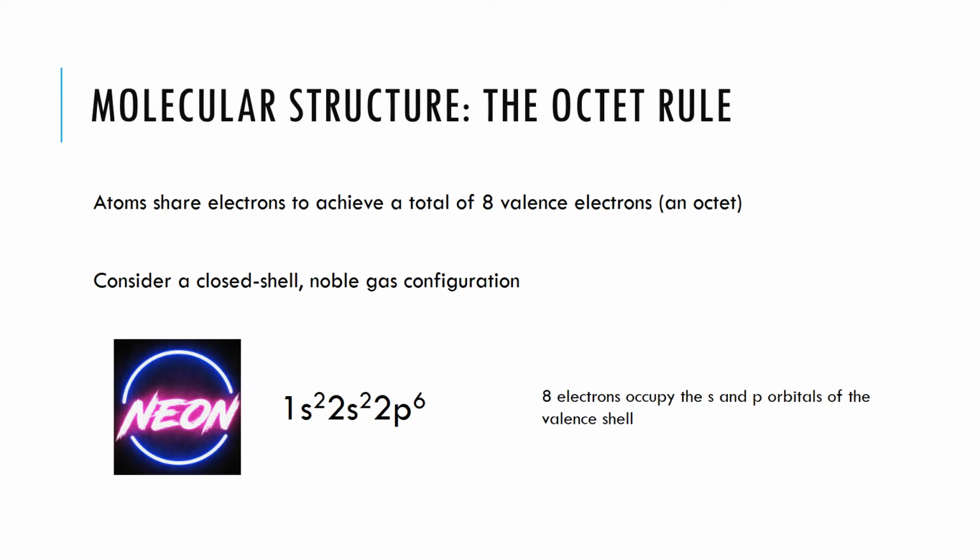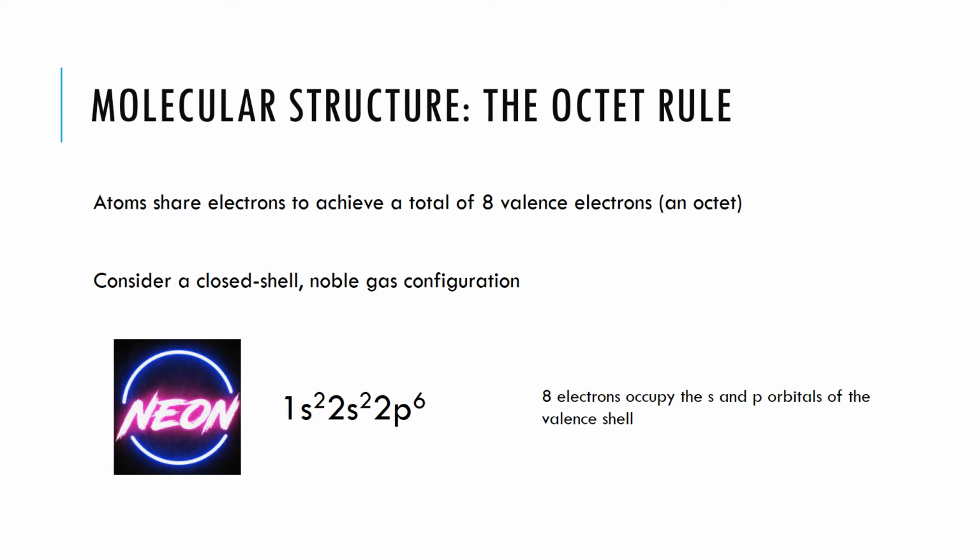Now, you'll remember something called the octet rule, probably from your studies at maybe GCSE, certainly A level. And you may remember that atoms like to share electrons in order to achieve a total of 8 valence electrons, or what we call a full octet. And we can compare that to something akin to a closed shell noble gas configuration.